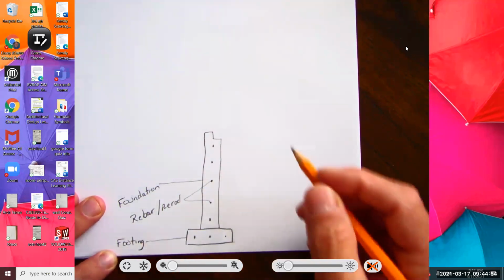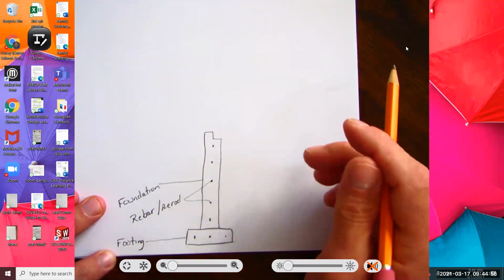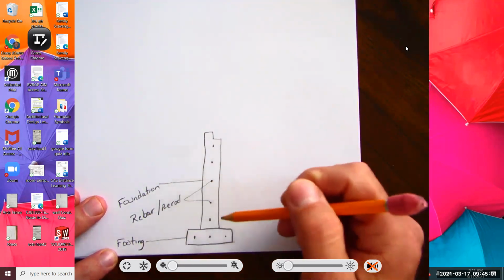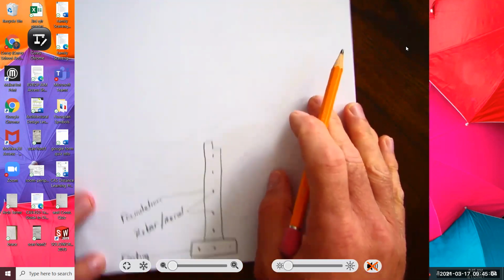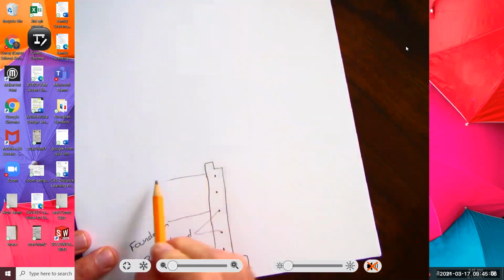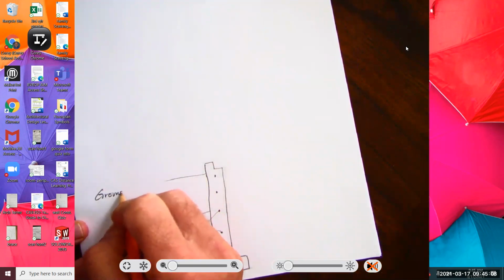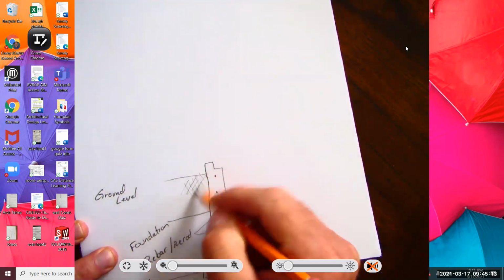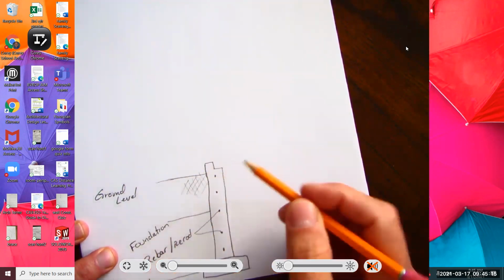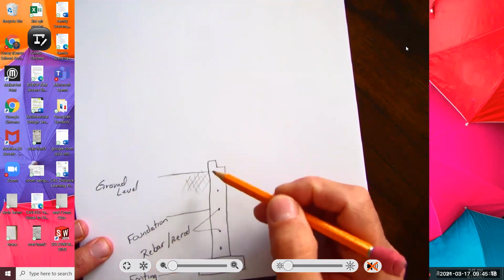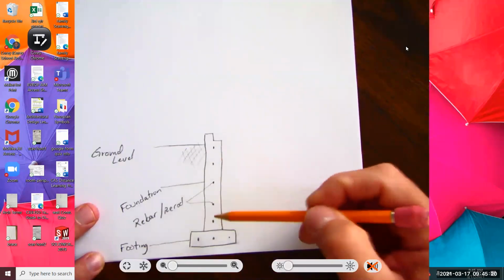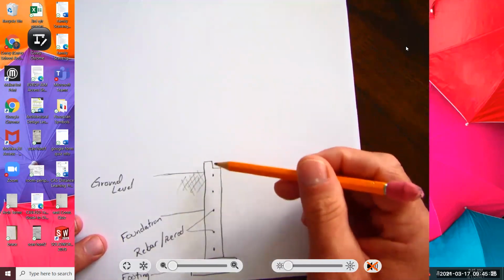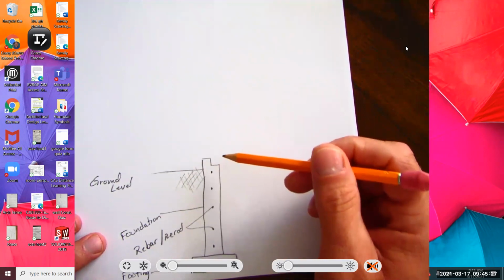Those are called rebar or re-rod. They stand for reinforcement bars or reinforcement rods. It gives the concrete strength. And so the ground level is about right here. So just the top of the foundation sticks above ground. All of this is going to be below ground. And a lot of times they'll put this notch on the top of the foundation.